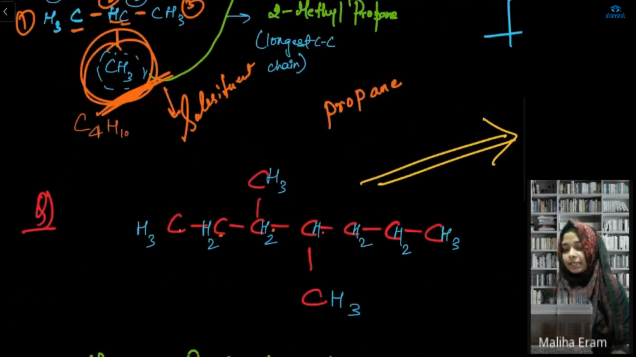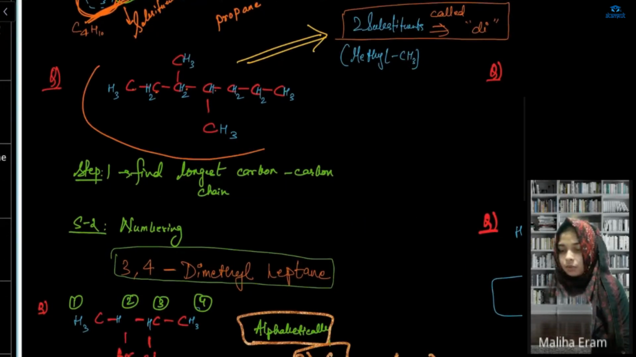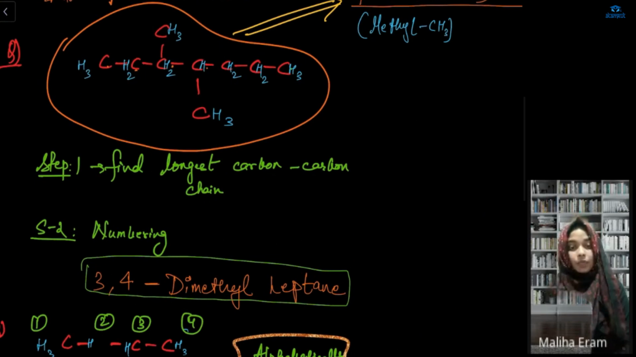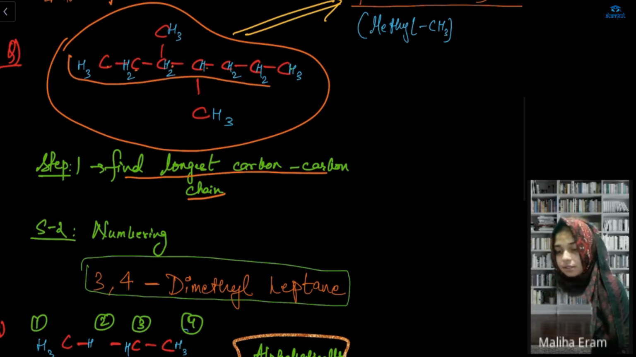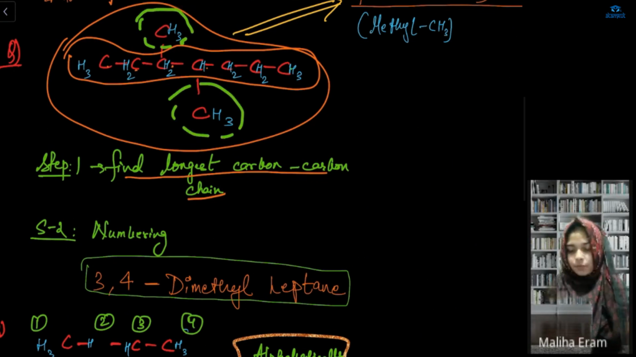Okay, next is this one. Now this question. So I wrote these steps. The first step is to find the longest carbon chain. You have to find the longest carbon chain. So it's very easy here to find the longest carbon chain. This is your longest carbon chain. Now we can see we got two substituents also. This is your methyl substituent.